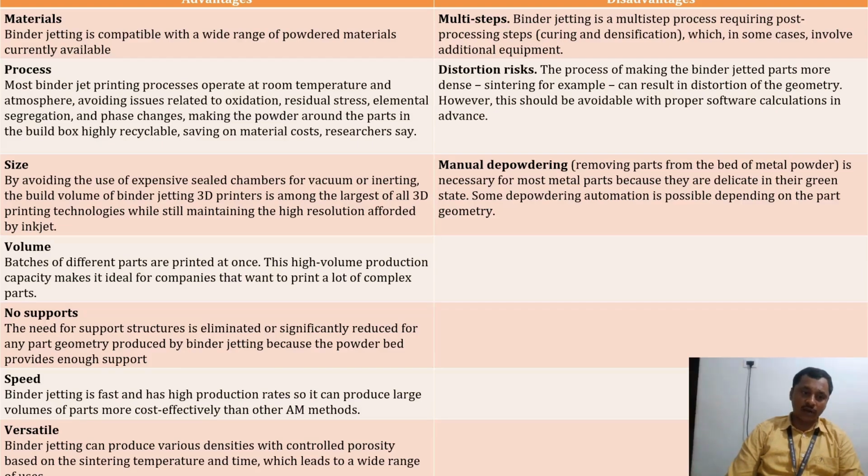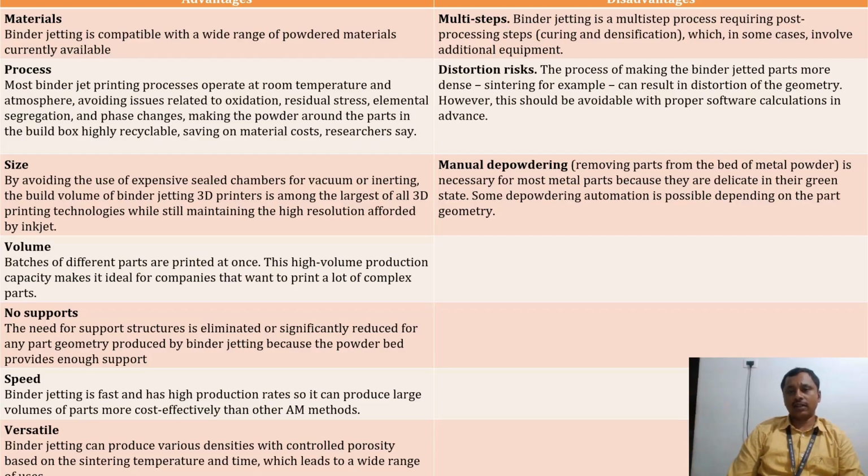The volume of the components can also be high in terms of production rate, and there are no support structures required. The excess powder material acts as a support structure, and the speed of the process is high, and it has a versatile application of various densities of materials. These are the advantages.